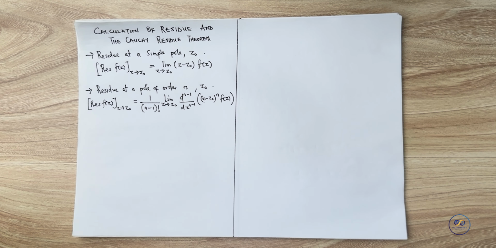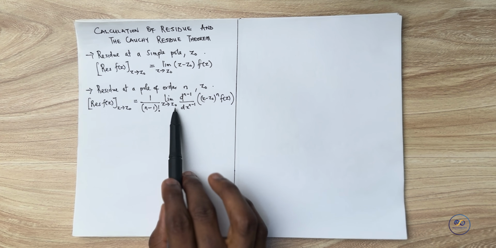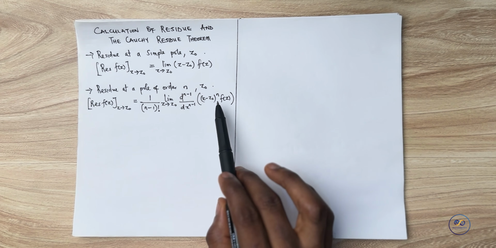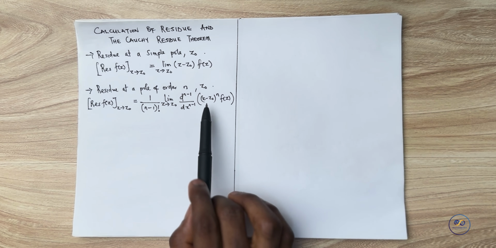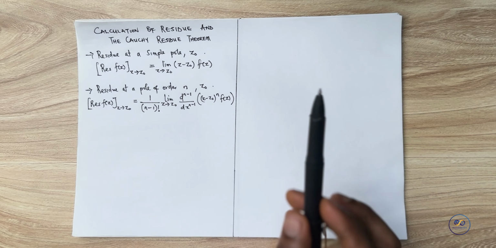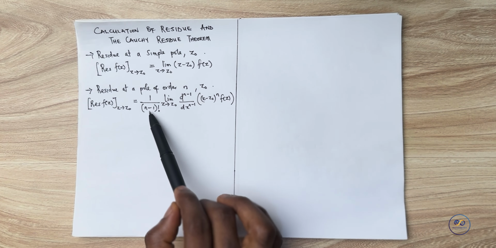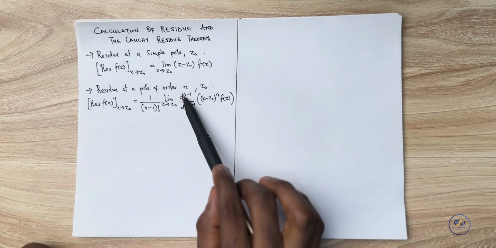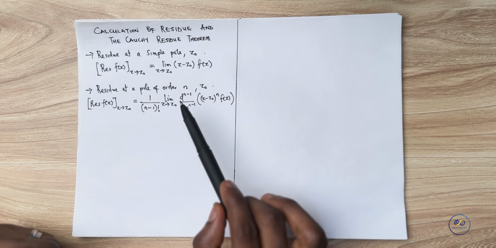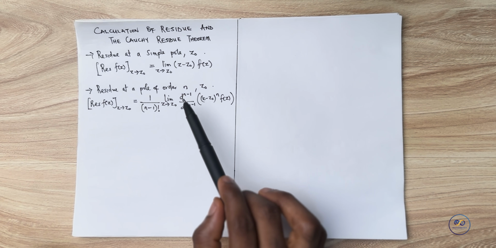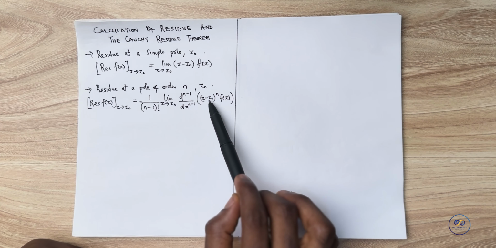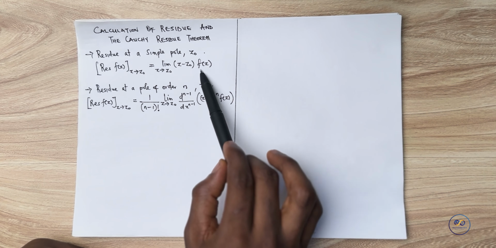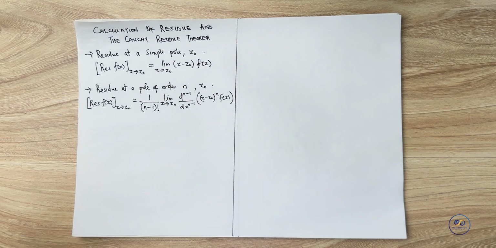1 over (n minus 1) factorial, limit as z tends to z0, the (n minus 1)th derivative of (z minus z0) raised to the power n times f of z. You will notice that when n is equal to 1, this will be 1 divided by 0 factorial, that is 1. And then the 0th derivative is just the basic, original function, d raised to the power 0. And then (z minus z0) raised to the power of 1 times f of z reduces back to the simple pole formula. So knowing the generalized formula is indeed a very important concept.